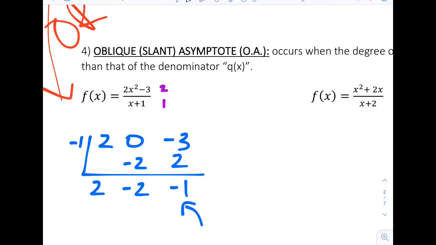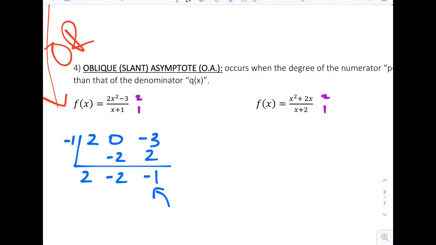For oblique asymptotes, we don't pay attention to the remainder. What we're interested in is these values here, which means that our oblique asymptote in this case would be at y is equal to 2x minus 2. So it wouldn't be at y is equal to 0, y is equal to 4. It's a line that has some slant to it. Same goes for the one over here on the right.